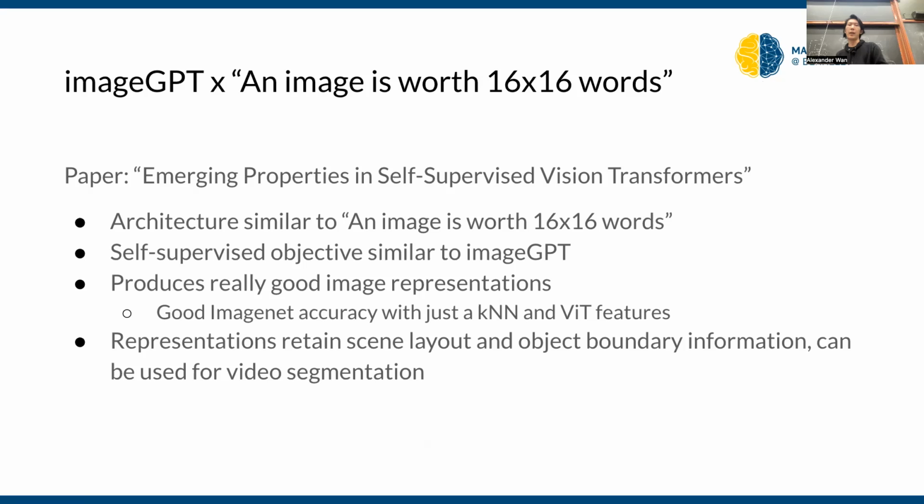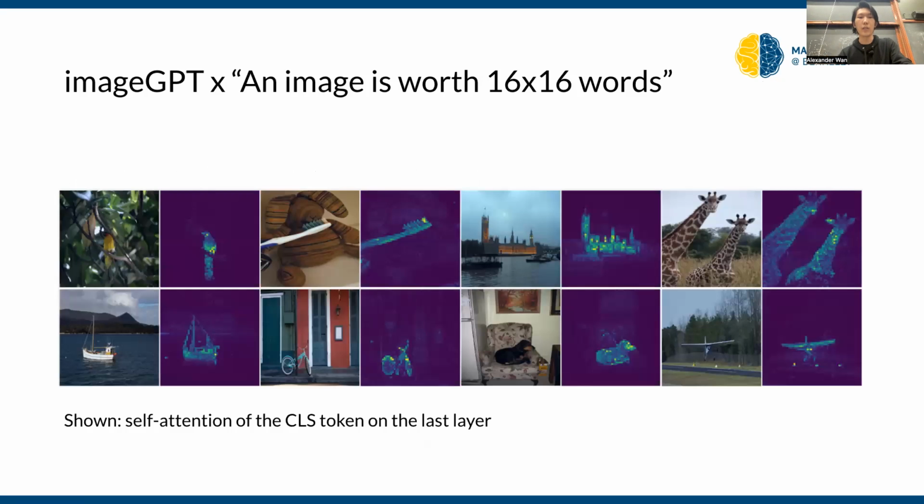Another advantage is that representations produced by this model can retain scene layout information and object boundary information, so it might be able to be used for things like video segmentation. You can see that here. This shows the self-attention on the CLS token on the last layer.